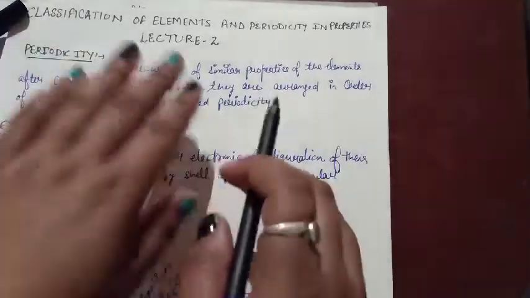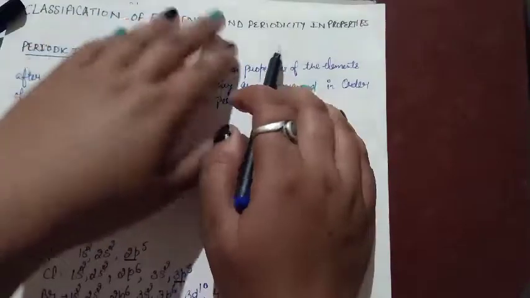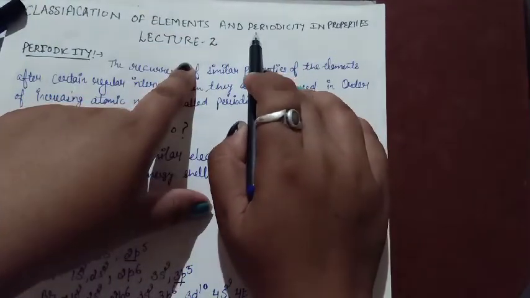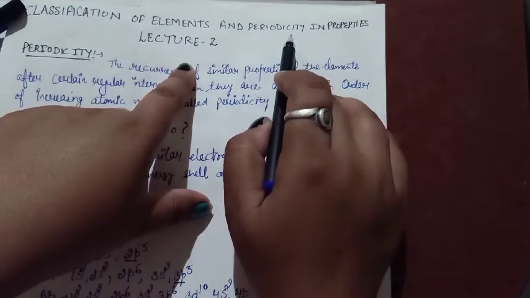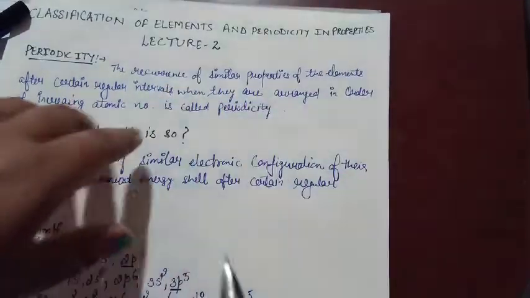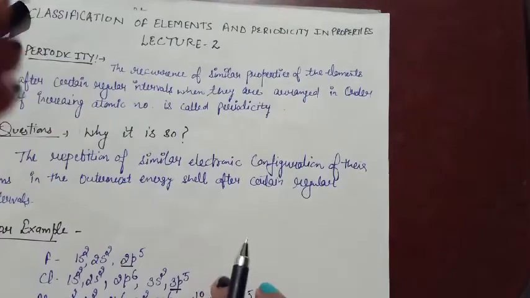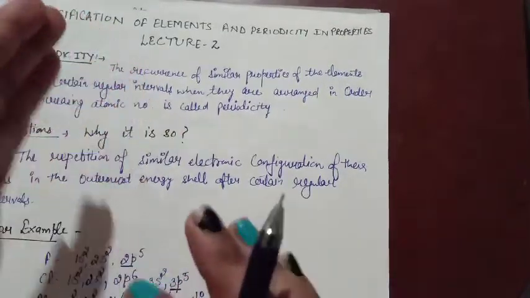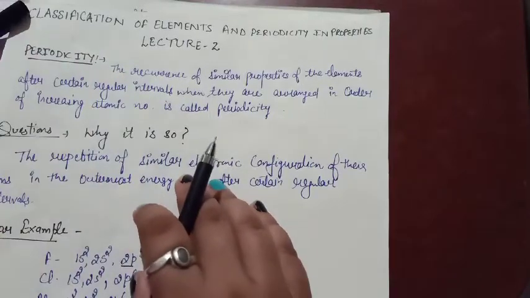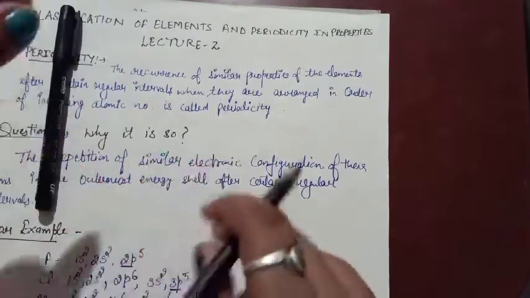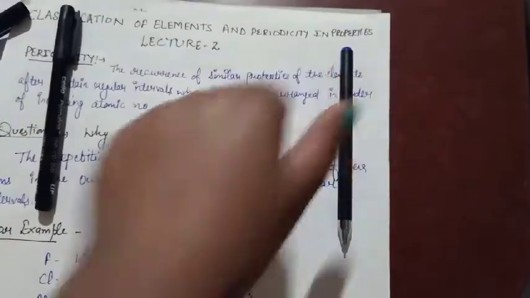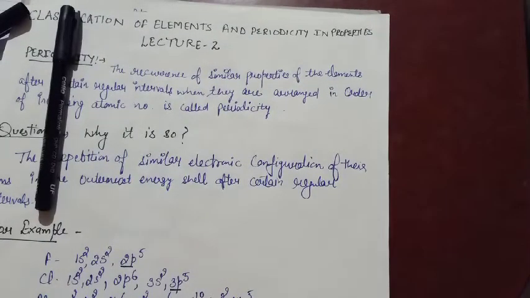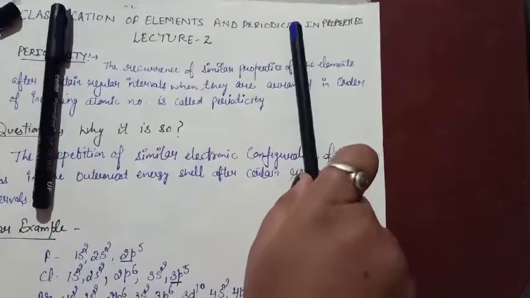Before proceeding to the topic, as you have learned in your 10th standard, you must know what periodicity is. Periodicity is the repetition of properties after a regular interval. Regular interval means if one element is lying here, another element will be lying here, and another element here, like this.